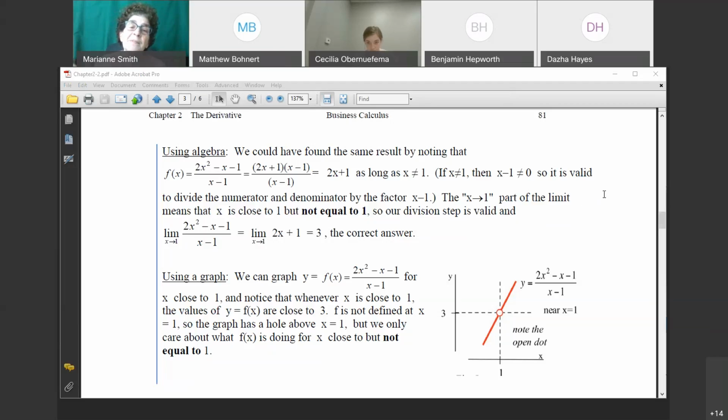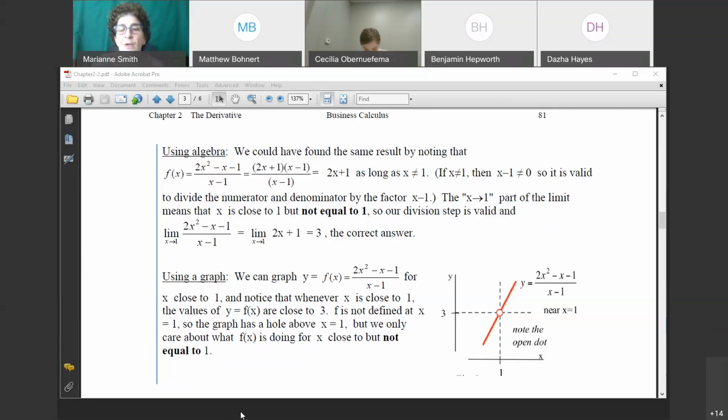Now, some of these methods might require you to dust off some of your algebra skills, particularly if you're dealing with, say, a square root. You might have to remember how to rationalize a denominator in order to be able to plug in the value of x that you're trying to find the limit at. But again, remember the graph and the table should tell you the same thing as the algebra.